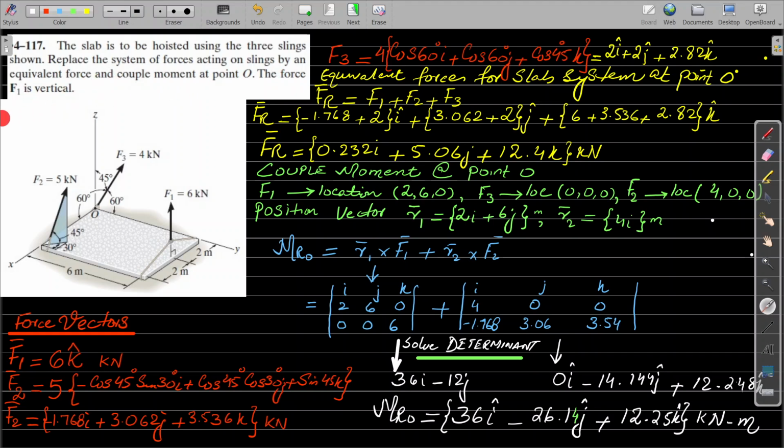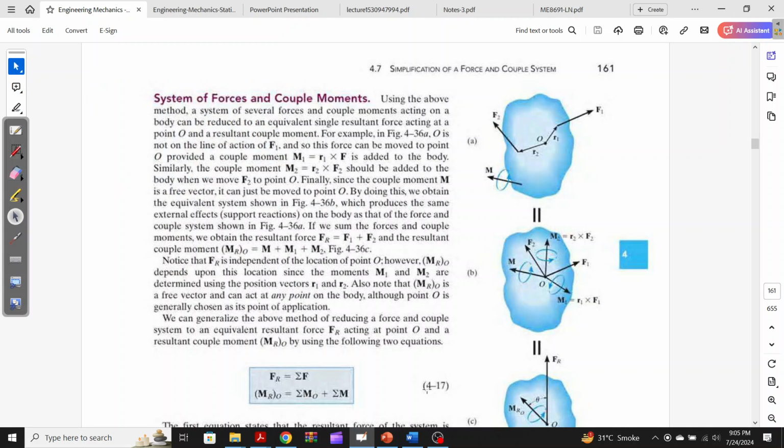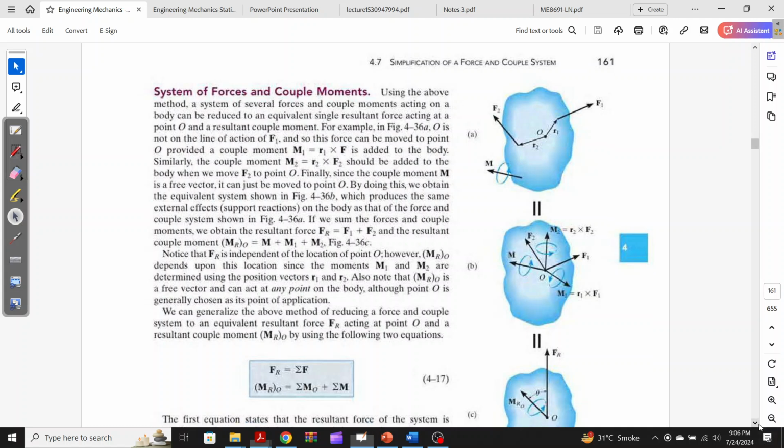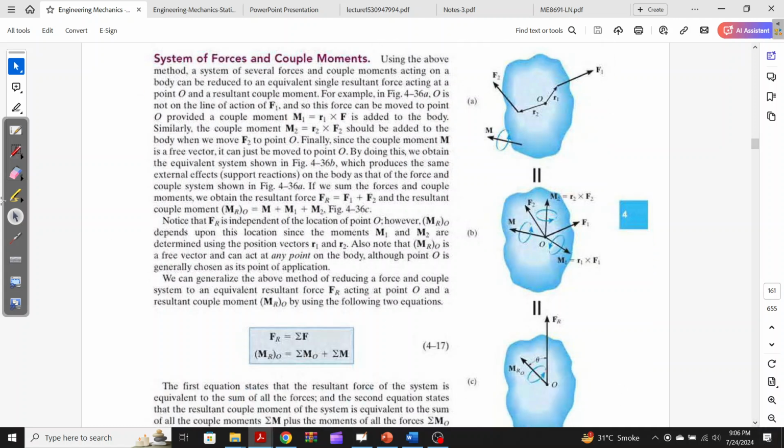The force F1 is vertical. We have just discussed the main equations that we shall be using when this kind of system of equivalent force and couple moment comes. This is our equivalent force and couple moment system. In the end, what we are supposed to get for our system is an equivalent resultant force and equivalent couple moment which is acting about point O. So this is what we are going to get.